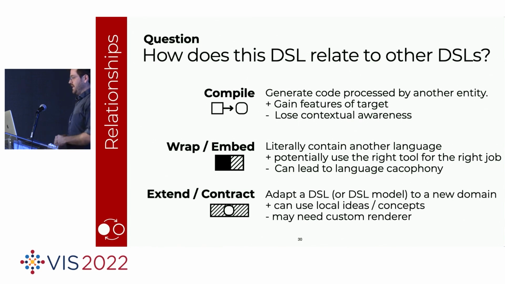Finally, many languages extended or contracted another DSL. For instance, GNOME-SPY extended Vega Lite to genomic data, which allows for domain-specific ideas, like genomic coordinates. This can come at the price of needing to write a custom renderer or other custom elements. Valuing composition as a first-class design element in this form of DSL opens lots of opportunities.